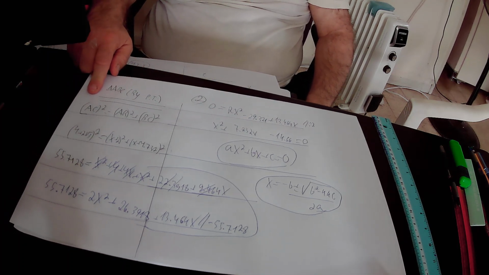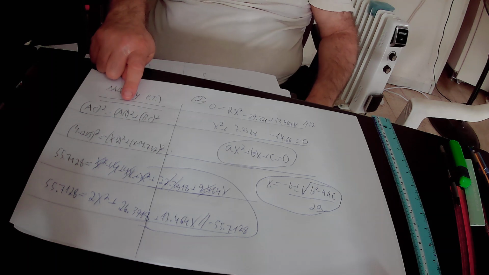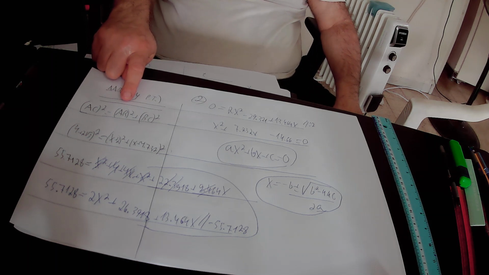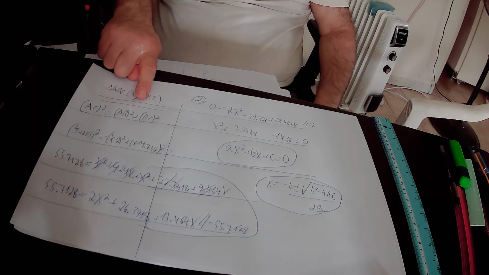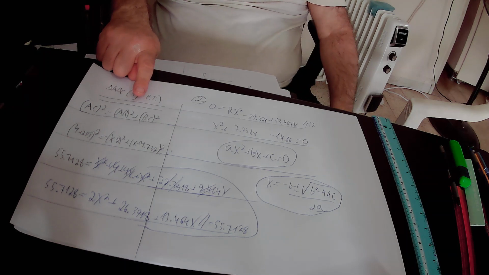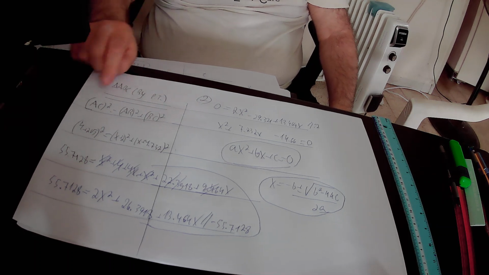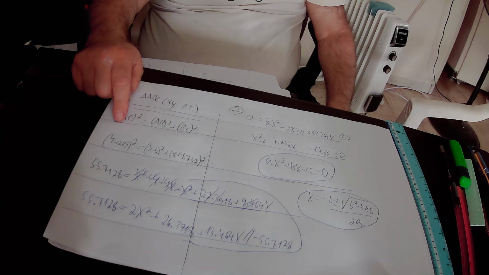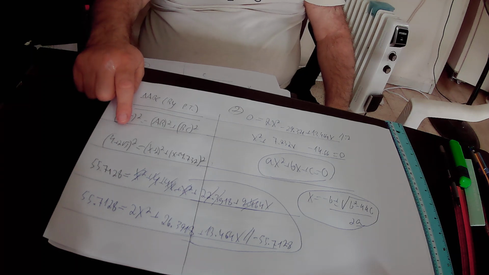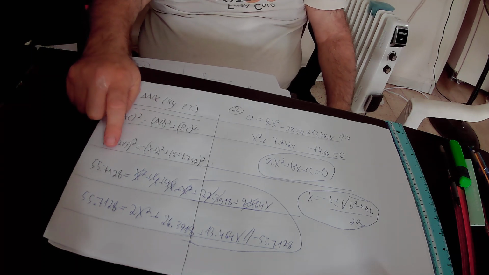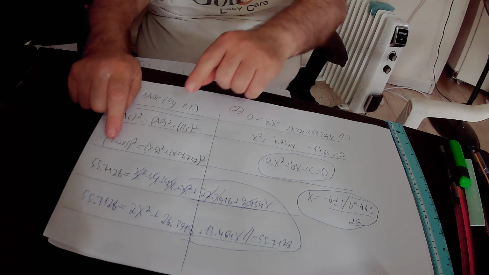AC is 4 plus 2 times root of 3, therefore AC squared is (4 plus 2 times root of 3) squared, and it equals AB squared plus BC squared. AB is x plus 2, therefore AB squared is (x plus 2) squared. BC is x plus 4.732, therefore BC squared is (x plus 4.732) squared. Here (4 plus 2 times root of 3) squared equals 55.7128, and it equals (x plus 2) squared.